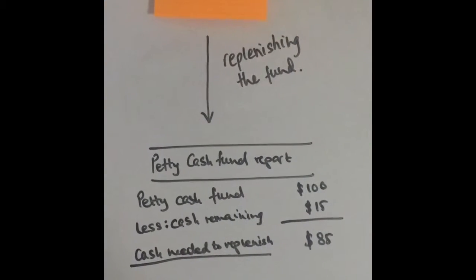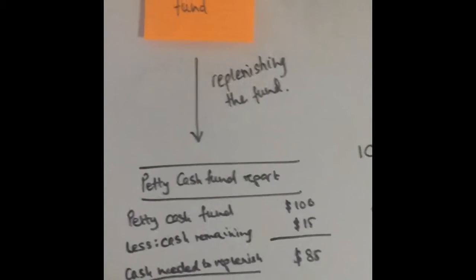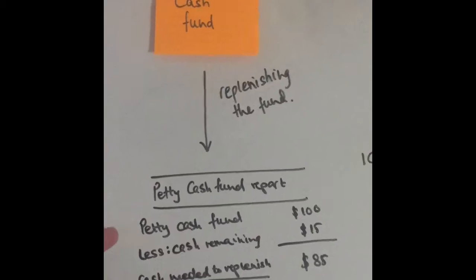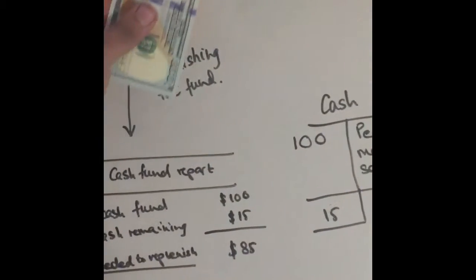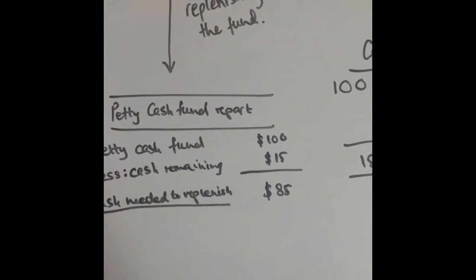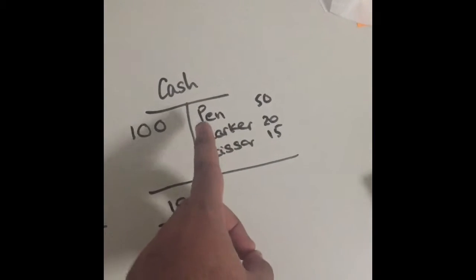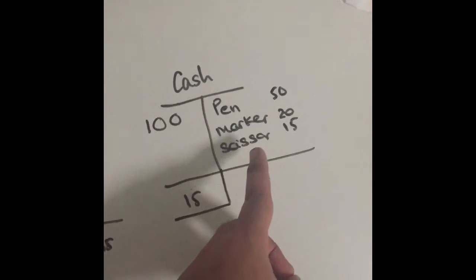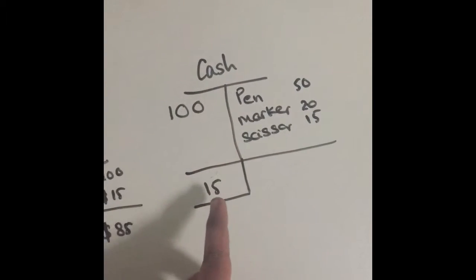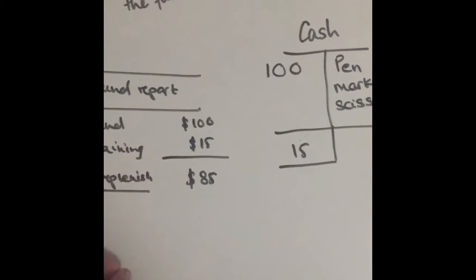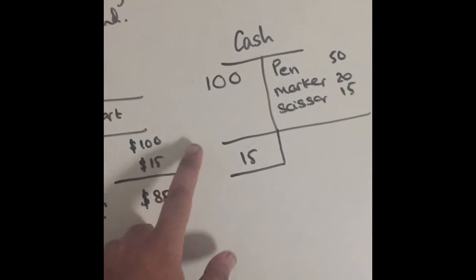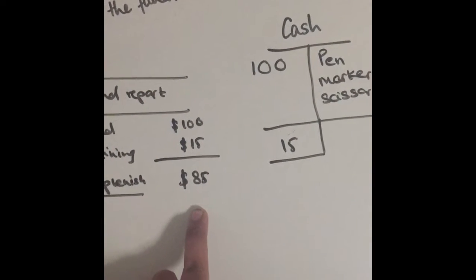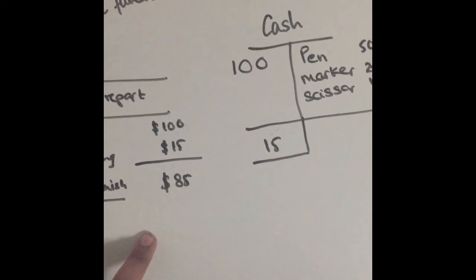After buying those products, now if I look at replenishing the fund, I see that the petty cash fund report has the petty cash fund, the amount that was initially there. This money was initially inside the fund. Then we need to look at the cash that's remaining. So for example, if you buy the pen, the marker, and the scissor, then out of $100, only $15 is left. So the cash that's remaining is $15. So in order to get 15 back up to 100, we need to add $85. So the cash needed to replenish the fund is $85.